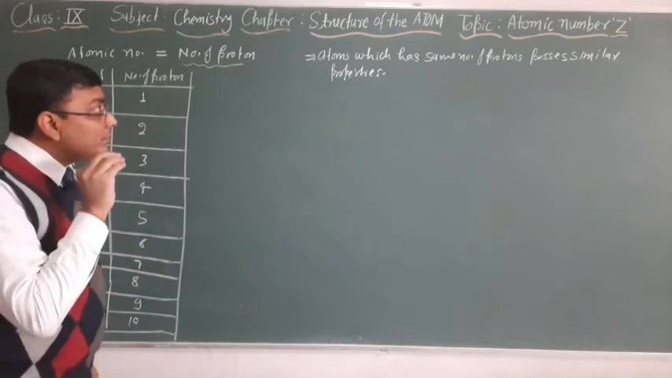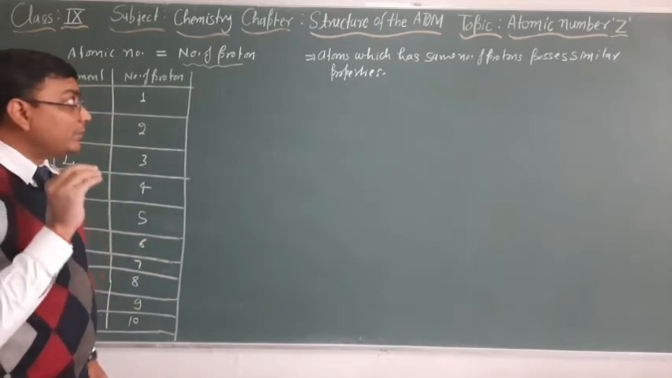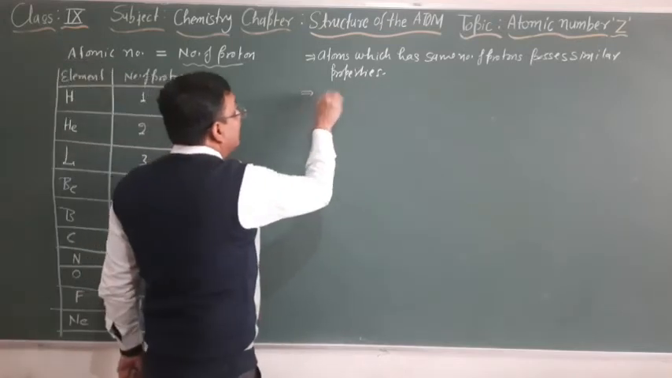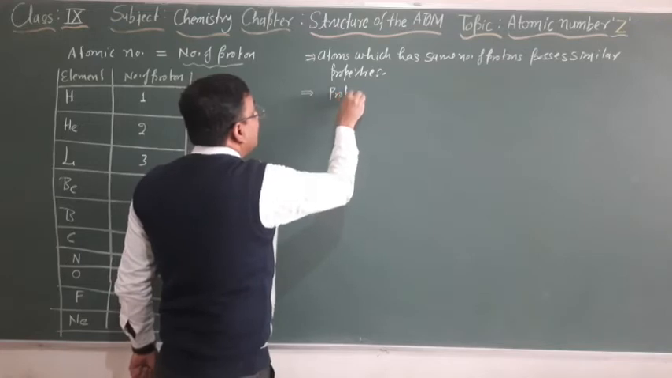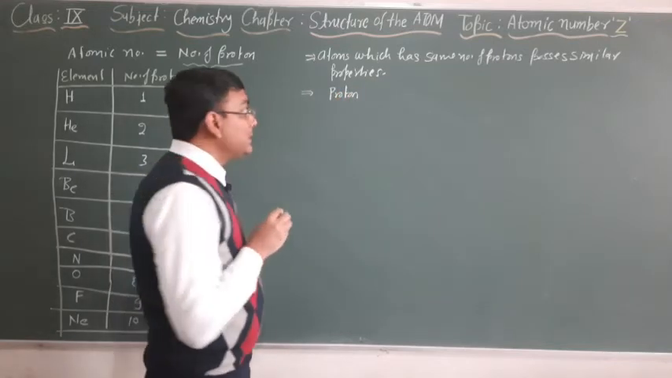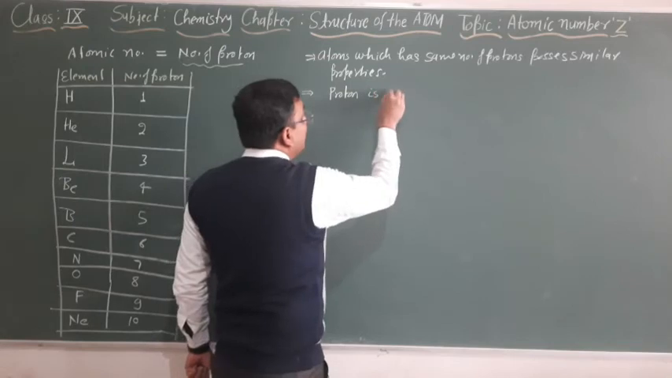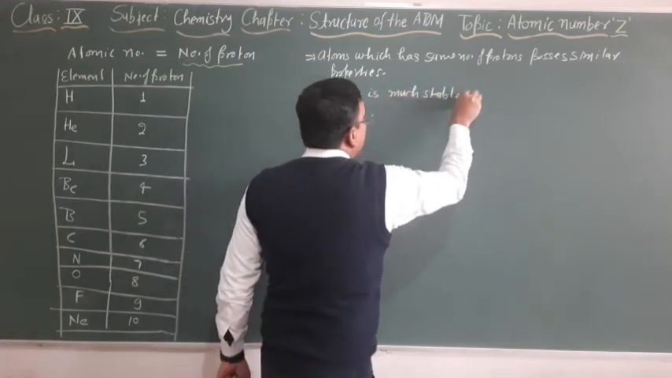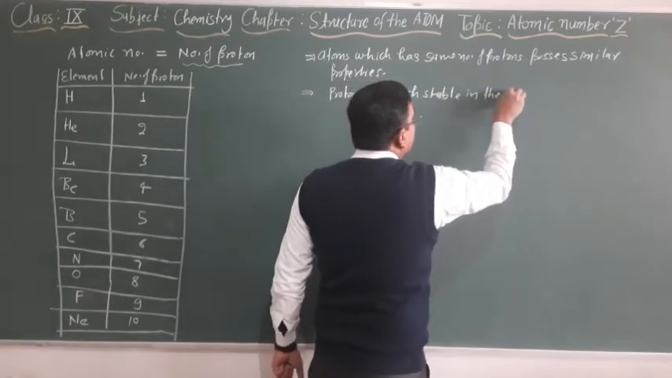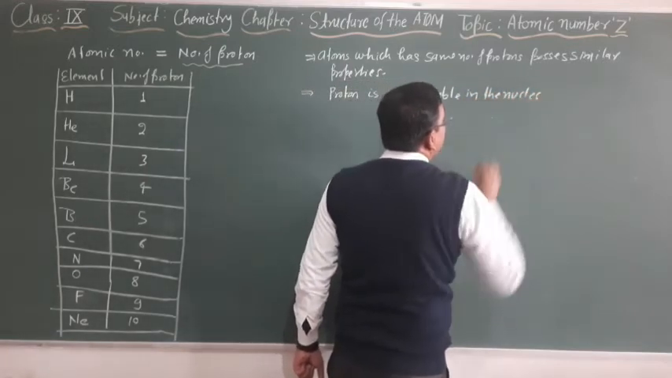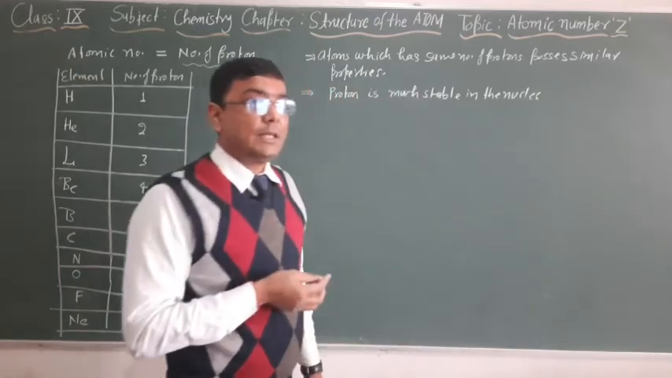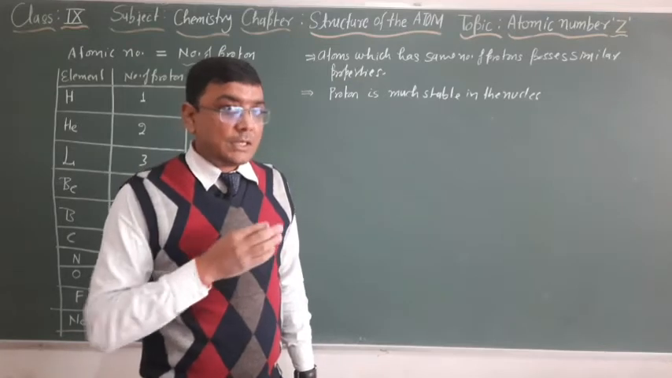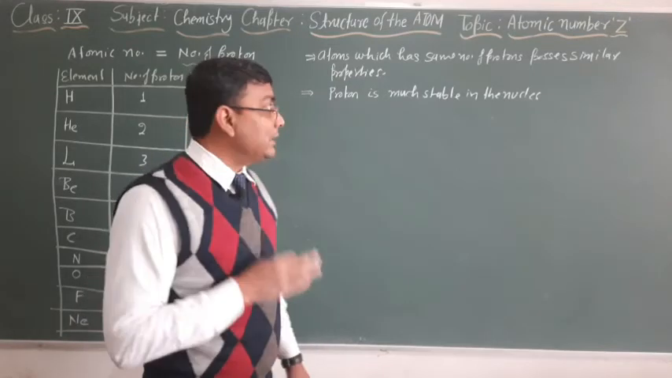And which fundamental property is responsible for the similar properties? The number of protons. The second point: why do we consider the proton for the atomic number? The proton is much more stable in the nucleus as compared to other fundamental particles like neutrons and electrons. Clear? It means the number of protons is much more stable in the nucleus.